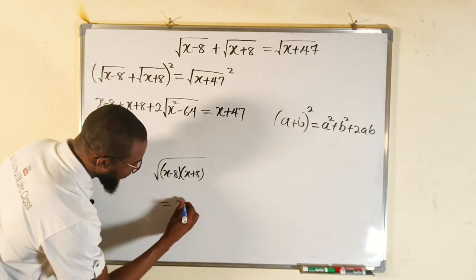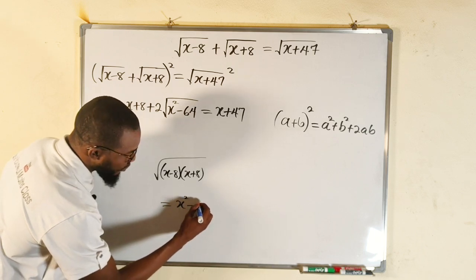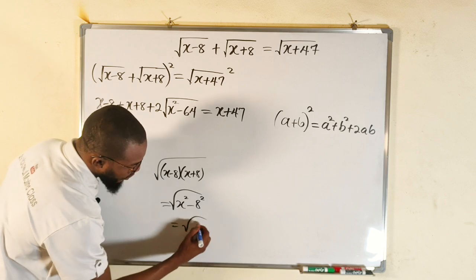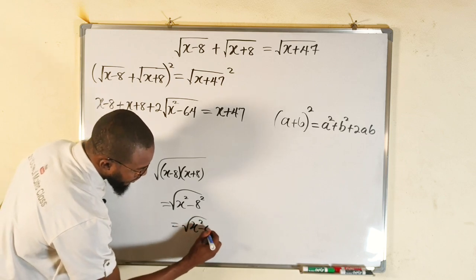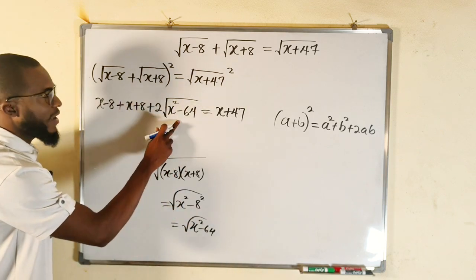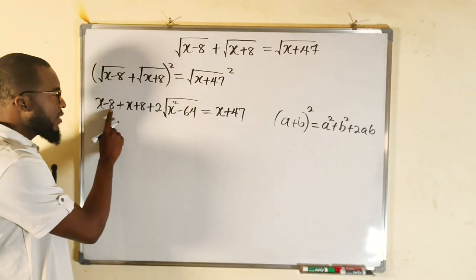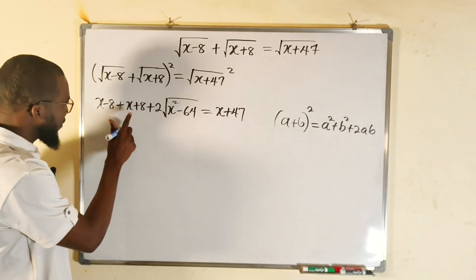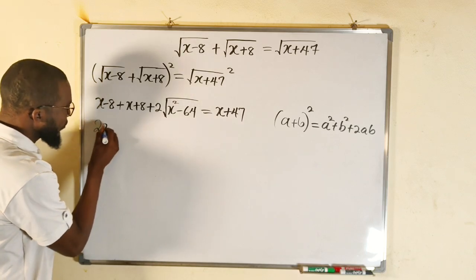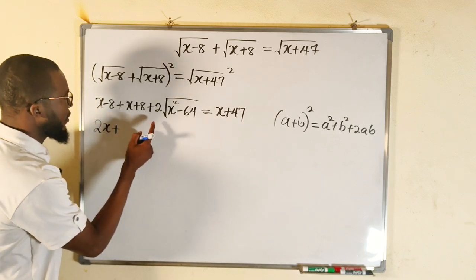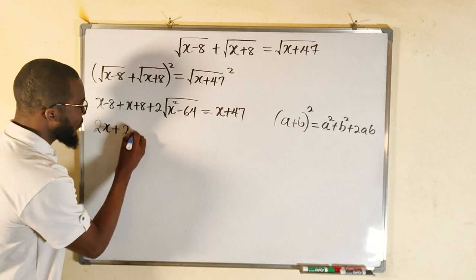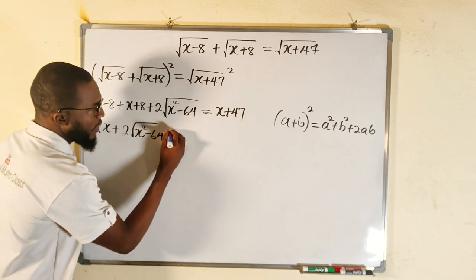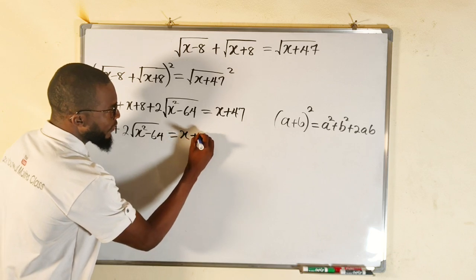You take the first term, you square that, you subtract, you take the second term, you also square that. And this is equal to the square root of what? x squared minus 64, which is just right here. Minus 8 plus 8 is 0. Then we have x plus x is 2x. Then plus this, right? 2 times the square root of x squared minus 64. And to the other side, we have x plus 47.